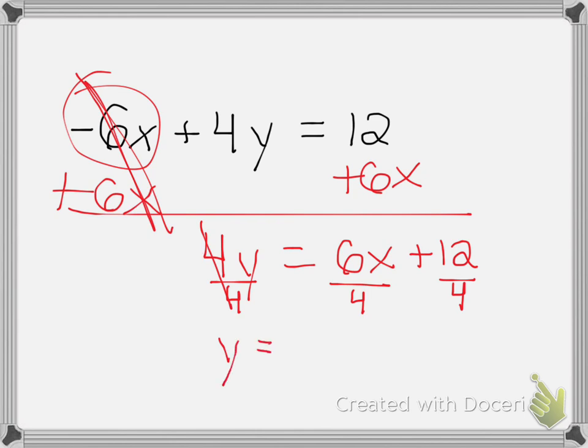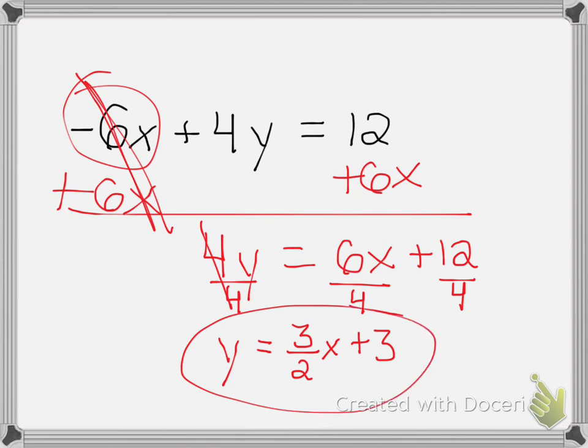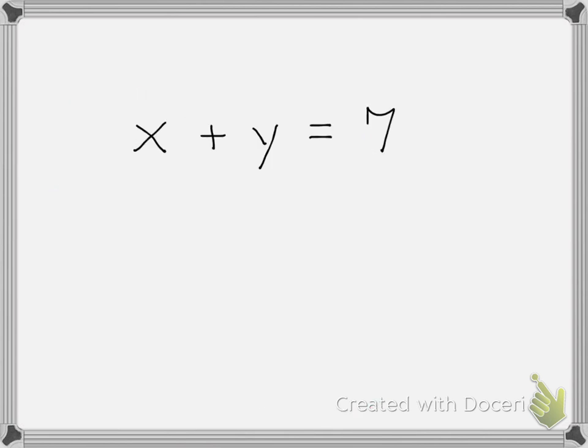As you can see, 6 divided by 4 in your calculator absolutely is going to give you a decimal. So we can just simplify this fraction. The number that can divide into 6 and 4 is the number 2. So when I divide each one of them by 2, I'll end up with a 3 over 2. So 3 over 2x. And of course, 12 divided by 4 is 3. And that's it. Let's look at another example.